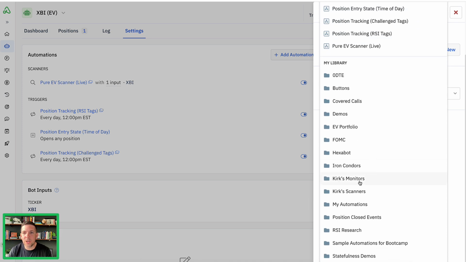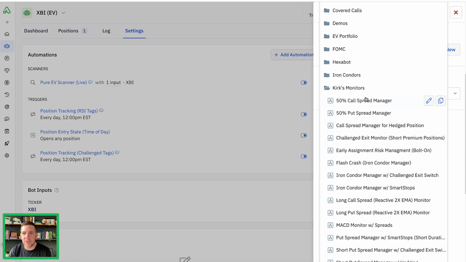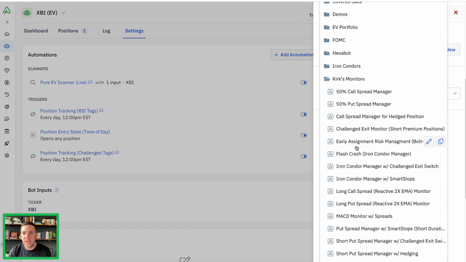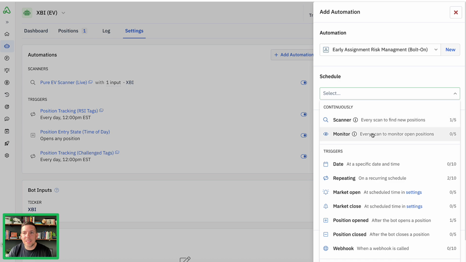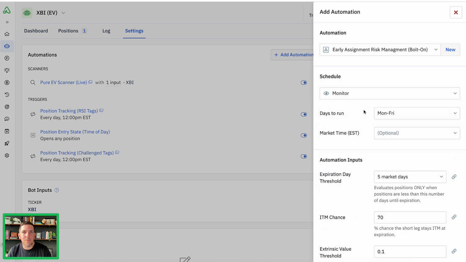What you're going to do is go to your library, wherever you saved this automation. In this case, I saved it in this folder called Kirk's Monitors, and it's called Early Assignment Risk Management Bolt-On, and I'm simply going to click on this automation, okay? And we're going to schedule this to run as a monitor automation, which means it's going to monitor positions.